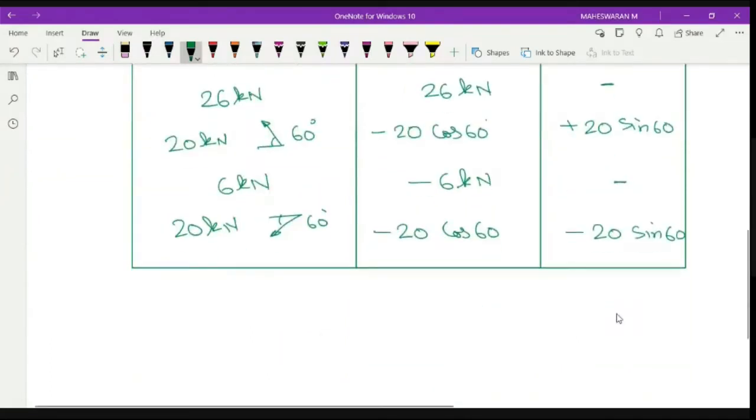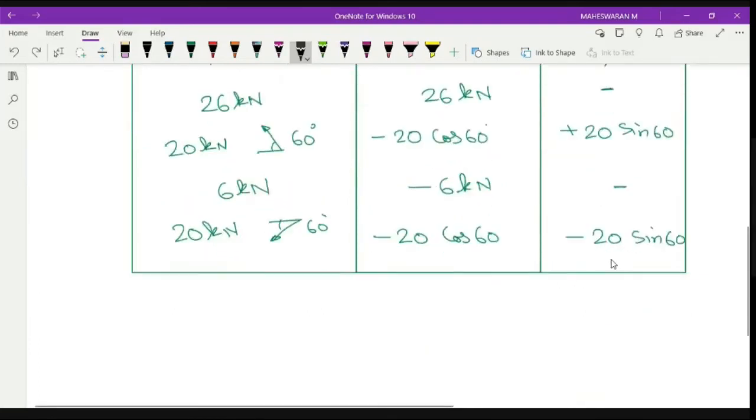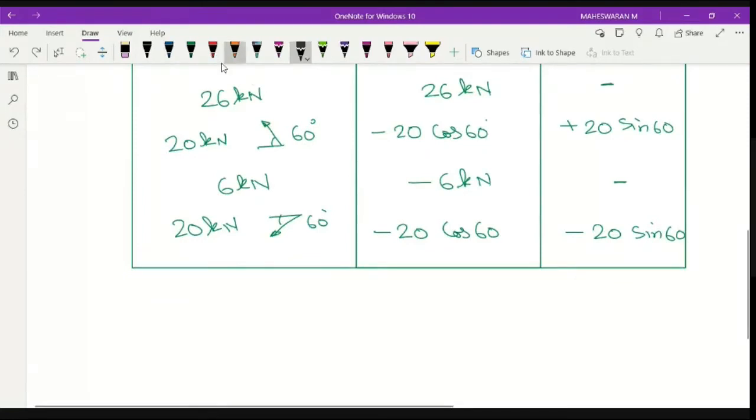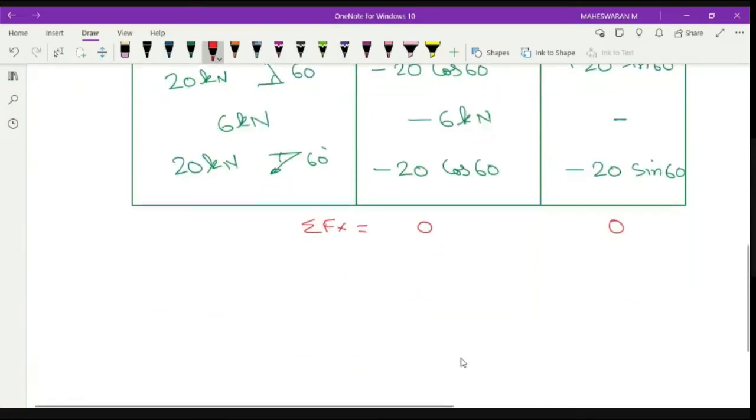Right? So these are the overall forces. So what you get, you can see here. When you add this, it gets 0. So this gets cancelled, right? One is plus 20 cos 20 sin 60 and another is minus 20 sin 60. It will be 0, right? So what is my sigma Fx? Okay, this is also 0 and this is also 0. Both are 0, right? In that case, do you have any resultant? The resultant is 0, right?